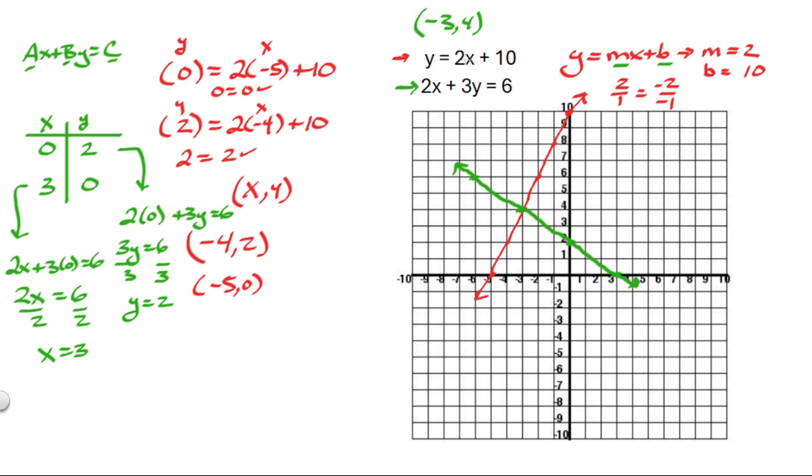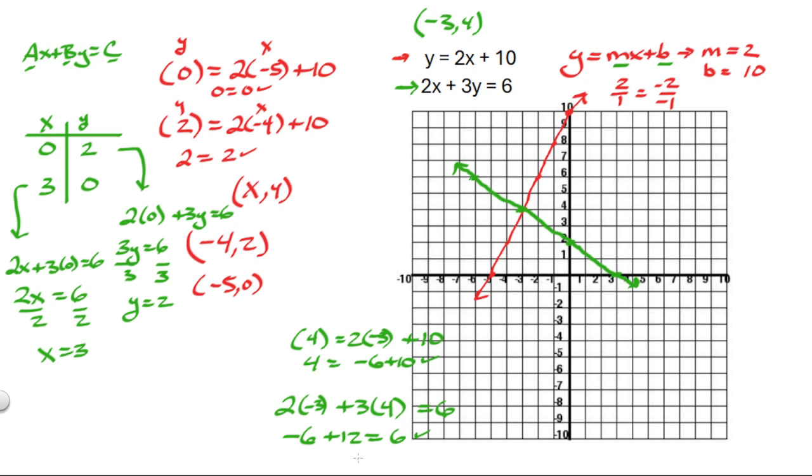And I could then substitute in -3 for x, 4 for y into both equations and make sure I'm right. So my first equation becomes y is equal to 2x plus 10. The second equation is 2x plus 3y equals 6. Make sure I put -3 in for x and 4 in for y, and I get 4 equals -6 plus 10, which does indeed equal positive 4. Or you get -6 plus 12 is equal to 6, and that also is true.